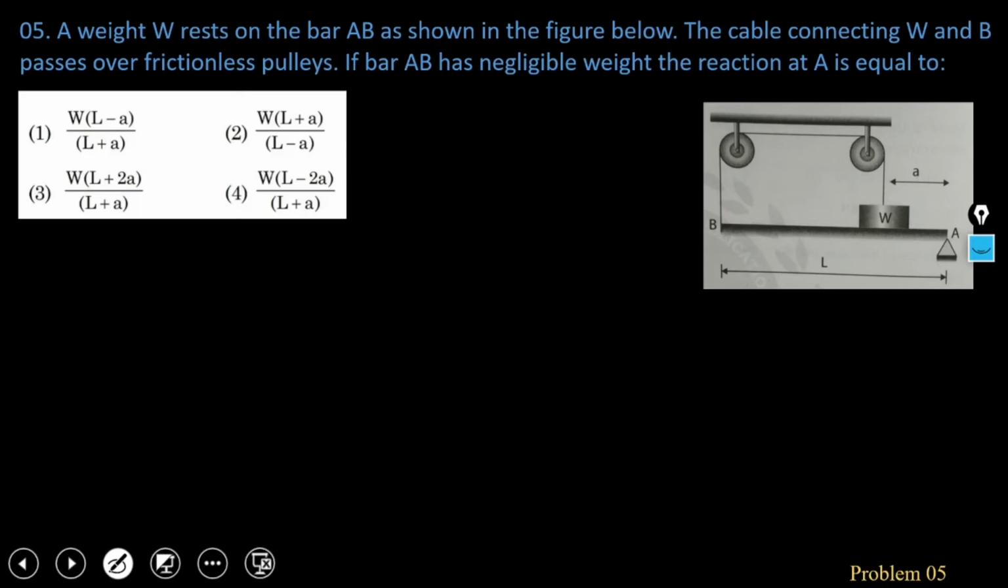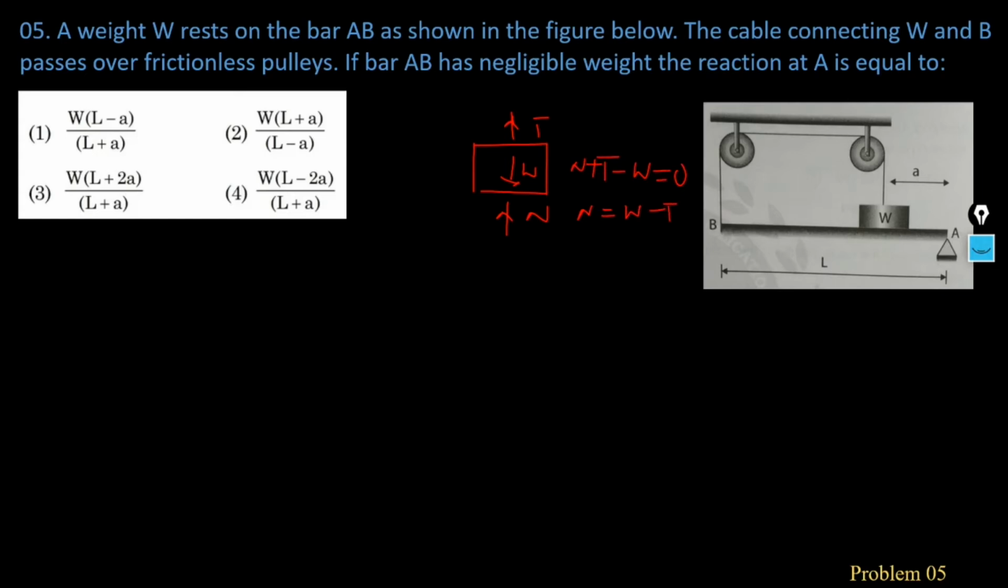A weight W rests on the bar AB as shown in the figure below. The cable connecting W and B passes over frictionless pulleys. If bar AB has negligible weight, the reaction at A is equal to what? Let's draw the free body diagram of weight W. Then W is acting downwards and there is a normal reaction N, and the tension T acting upwards in this case. Then N plus T minus W is equal to 0. Then N is equal to W minus T.